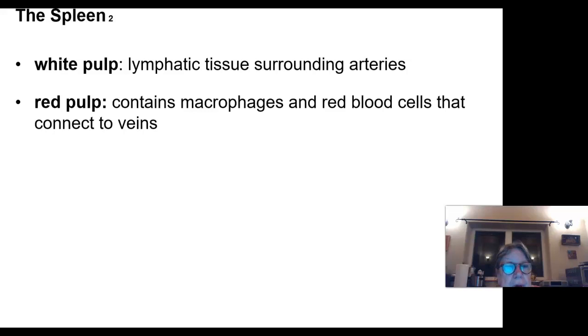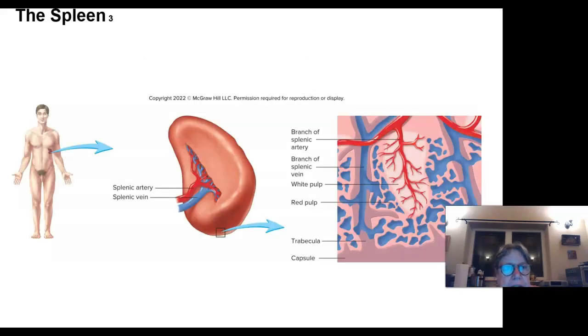The spleen has white pulp and red pulp. The white pulp is lymphatic and contains arteries, and the red pulp contains your macrophages and red blood cells that connect to the veins. Here's your spleen. You can see that it's located in the left upper quadrant of your abdomen.